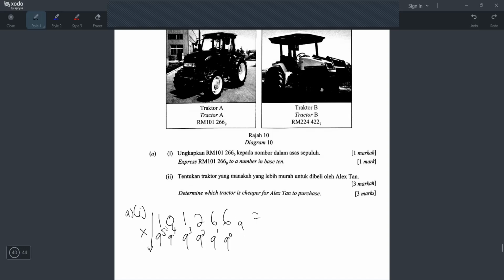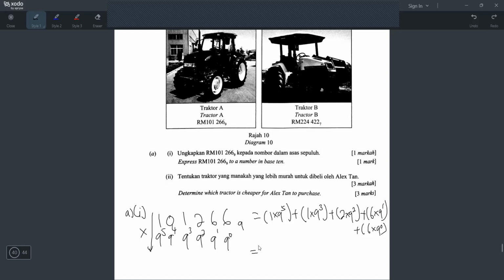It will be 1 times 9 power 5. Okay, let's write nicely. 1 times 9 power 5 plus with 0 times 9 power 4, which is 0, so I will not write that. And then 1 times 9 power 3, and then plus with 2 times 9 power 2, and then plus with 6 times 9 power 1, and then plus with the last one, 6 times 9 power 0. Okay, press this whole thing, and then you will get the number in base 10.